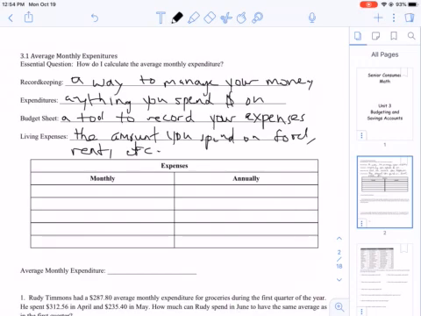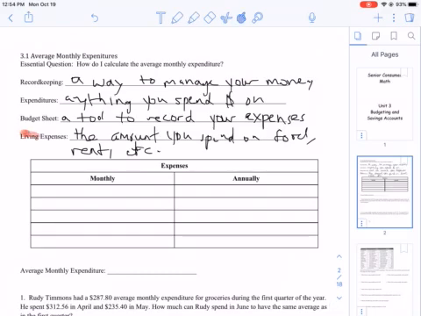Then finally, the last vocabulary word is living expenses. And this is just anything you spend money on that is not optional. So food is non-optional. If you don't eat food, you're going to die. Rent, you've got to have a place to live. Electricity, water, gas, all of those things that you absolutely have to have to keep living.